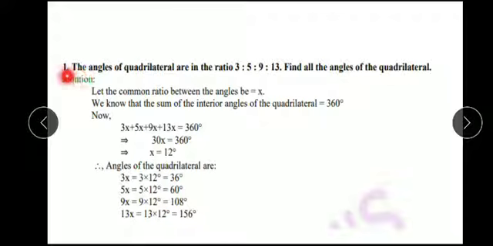The first question is: the angles of a quadrilateral are in the ratio 3:5:9:13. Find all the angles of the quadrilateral. So the four angles of the quadrilateral are given in the ratio 3:5:9:13, and we have to find all the angles.